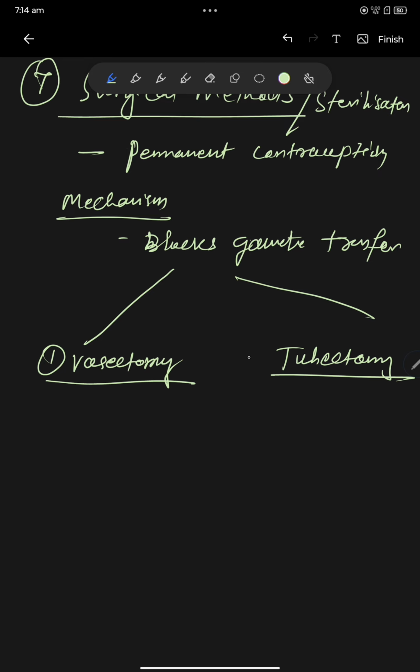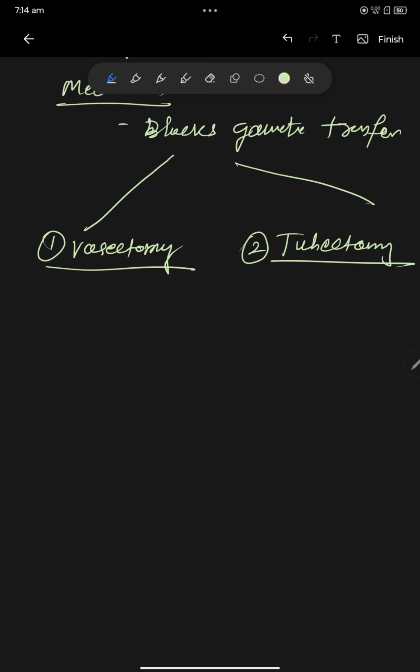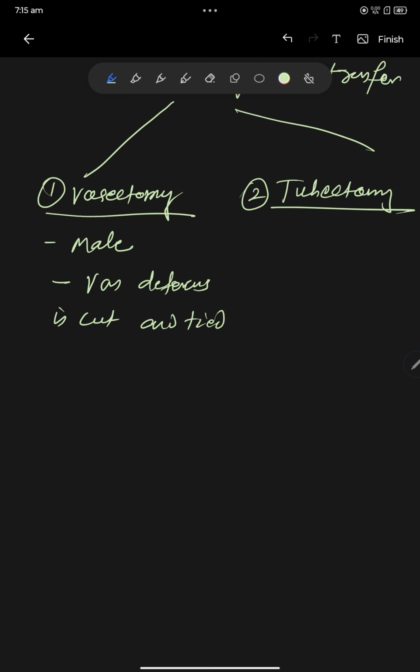Okay, so vasectomy is in males. The vas deferens is cut and tied through a scrotal incision. The scrotum is cut a little, and from there the vas deferens is cut and tied. Okay. Now come to the tubectomy.